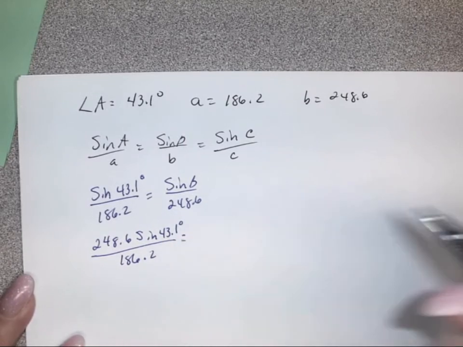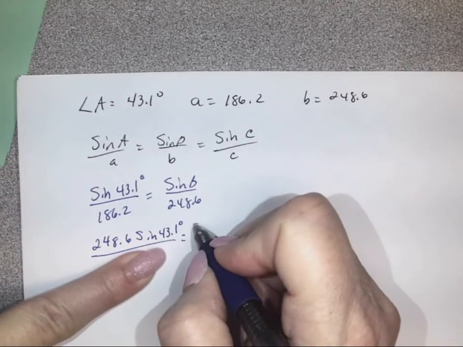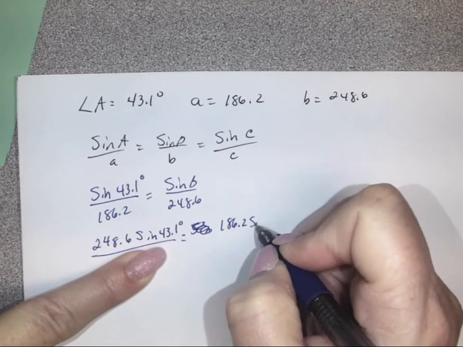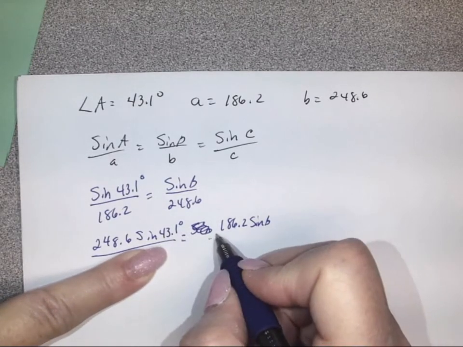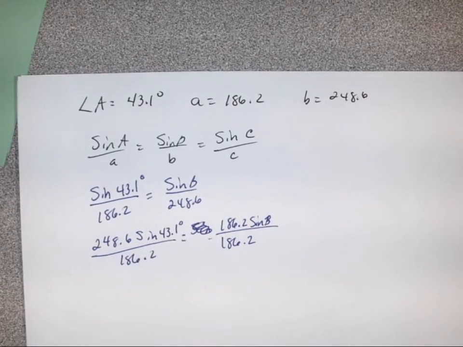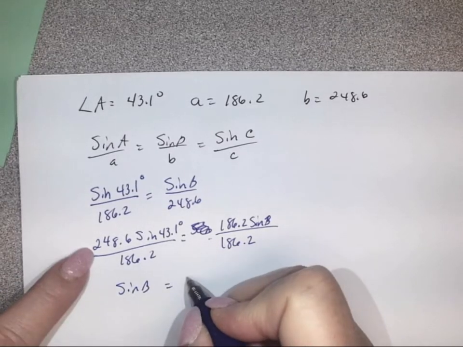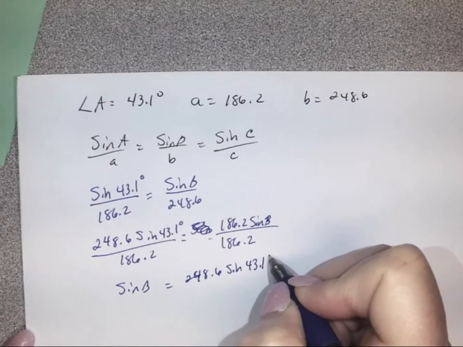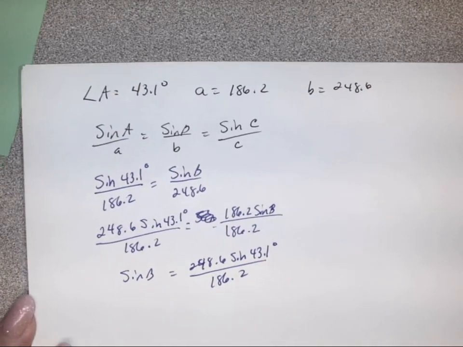Whoops, I jumped ahead, sorry about that. We are going to divide by that, so ignore that for just a second. We'd have 186.2 times the sine of B. So we'd have that part. Now we got to divide by 186.2 on both sides. So now we have our sine of B. I'm going to flip the sides. Is equal to 248.6 times the sine of 43.1 degrees all over 186.2. I was thinking ahead a little bit there.